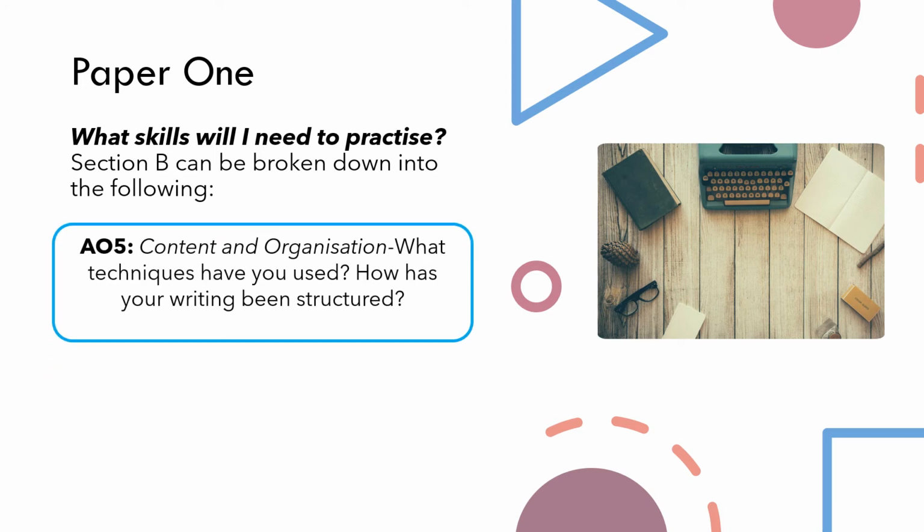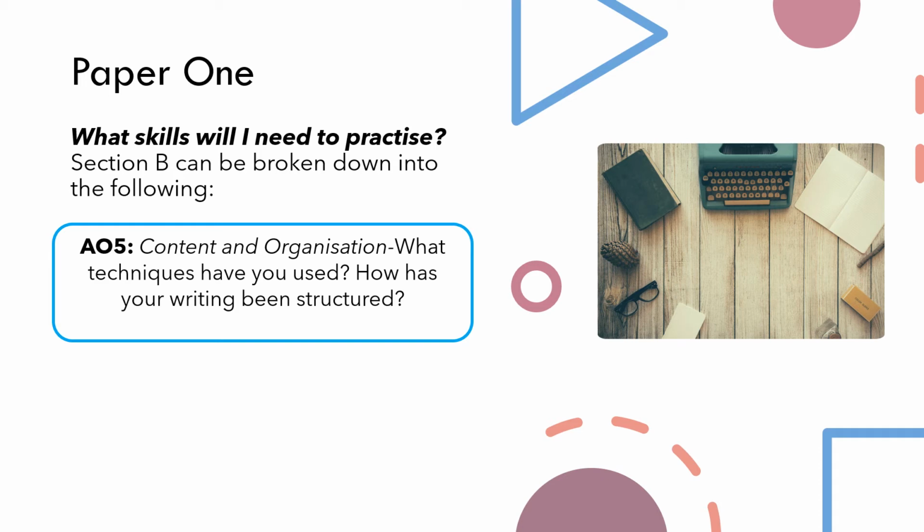The first one is AO5. Whenever we say AO, that stands for Assessment Objective. These are the things that your teacher or the person marking your exam is going to actually assess you on. The first one, AO5, is called Content and Organisation. So what techniques have you used and how has your writing been structured? These are looking to build on the skills or the techniques that you've picked out in Section A and see how you can actually apply them to your own writing. So you need to be able to use some techniques to demonstrate your strong understanding of English.